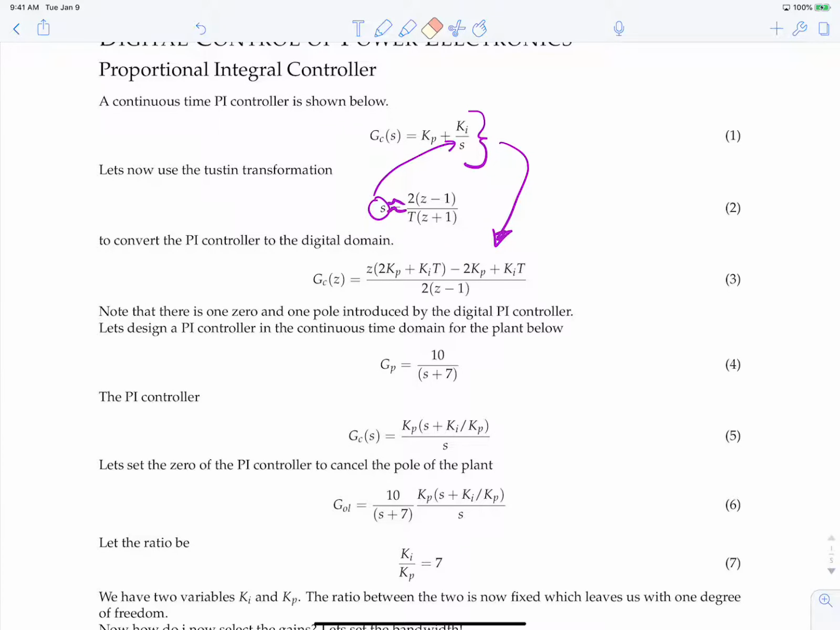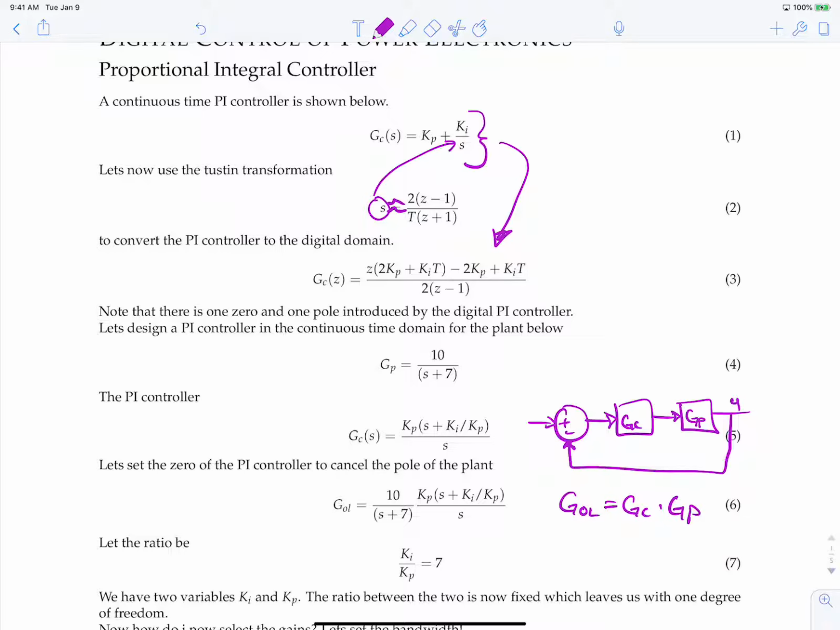Now, what we're going to do is multiply the controller by the plant. So we have this structure here where we have the error being fed into the controller. The controller is outputting an actuation signal to the plant, which spits out the output, and we feed it back here. So GOL will essentially be GC times GP. And you can see we land with equation 6.